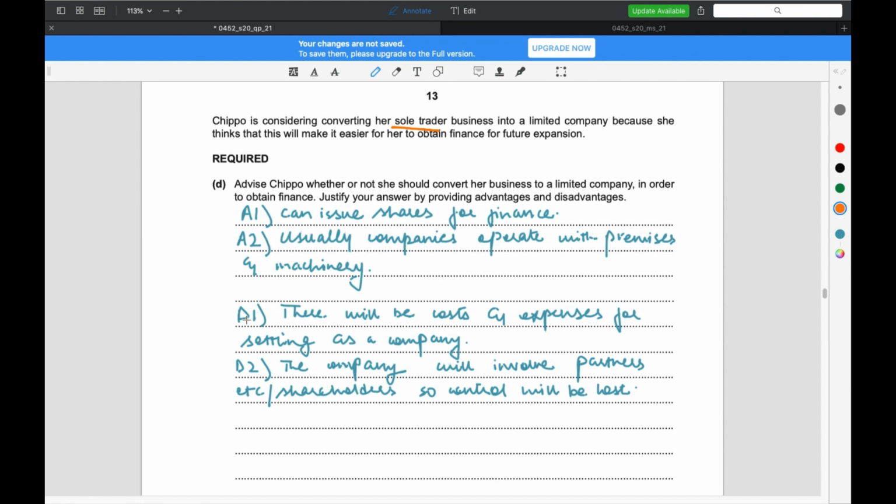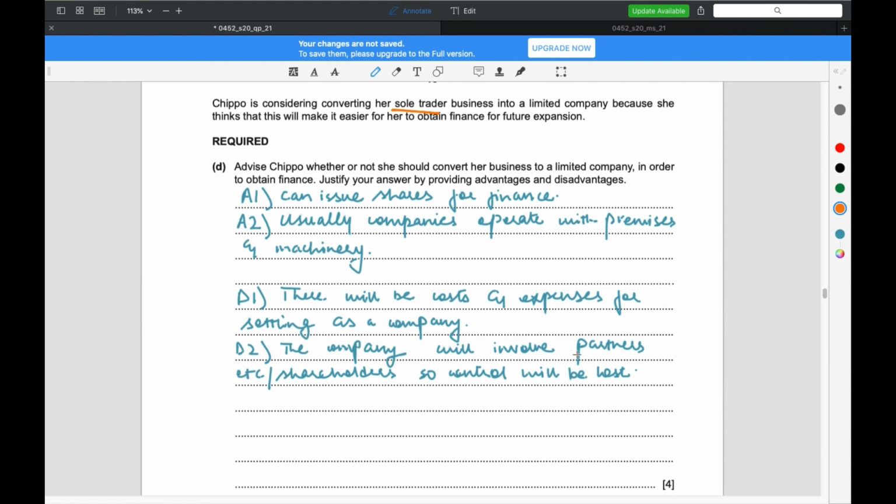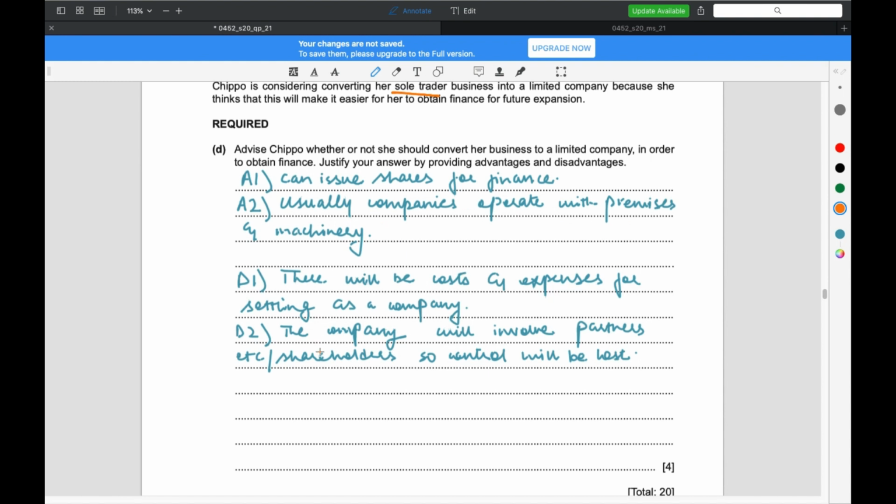The disadvantage of converting to a company is that there will be some costs and expenses, some legal expenses you have to pay to the government for registration, etc., to set yourself up as a company. So you have to watch out for that. There will be some costs relating to that. Another disadvantage can be that the company will involve partners or shareholders, so the control will be lost for Chippo, right? Shareholders will come in, they'll give you their ideas, and you'll be bound to listen to them. So that is going to be a disadvantage for her.